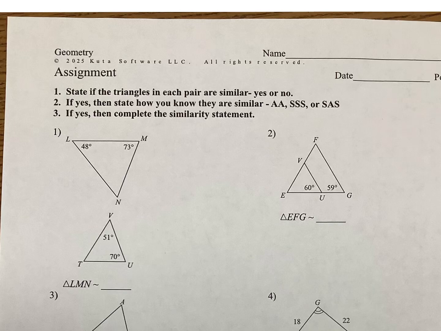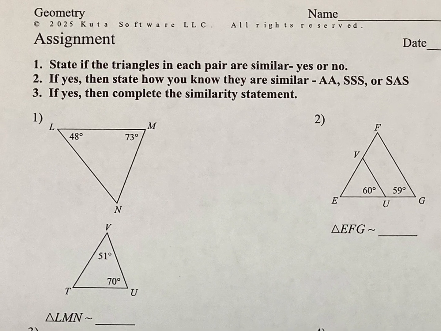Okay, 8.2 to 8.4 quiz review. So number one says state if the triangles in each pair are similar, yes or no, and if they are, are they similar by angle, angle, side, side, side, or side, angle, side? And then complete the similarity statement.